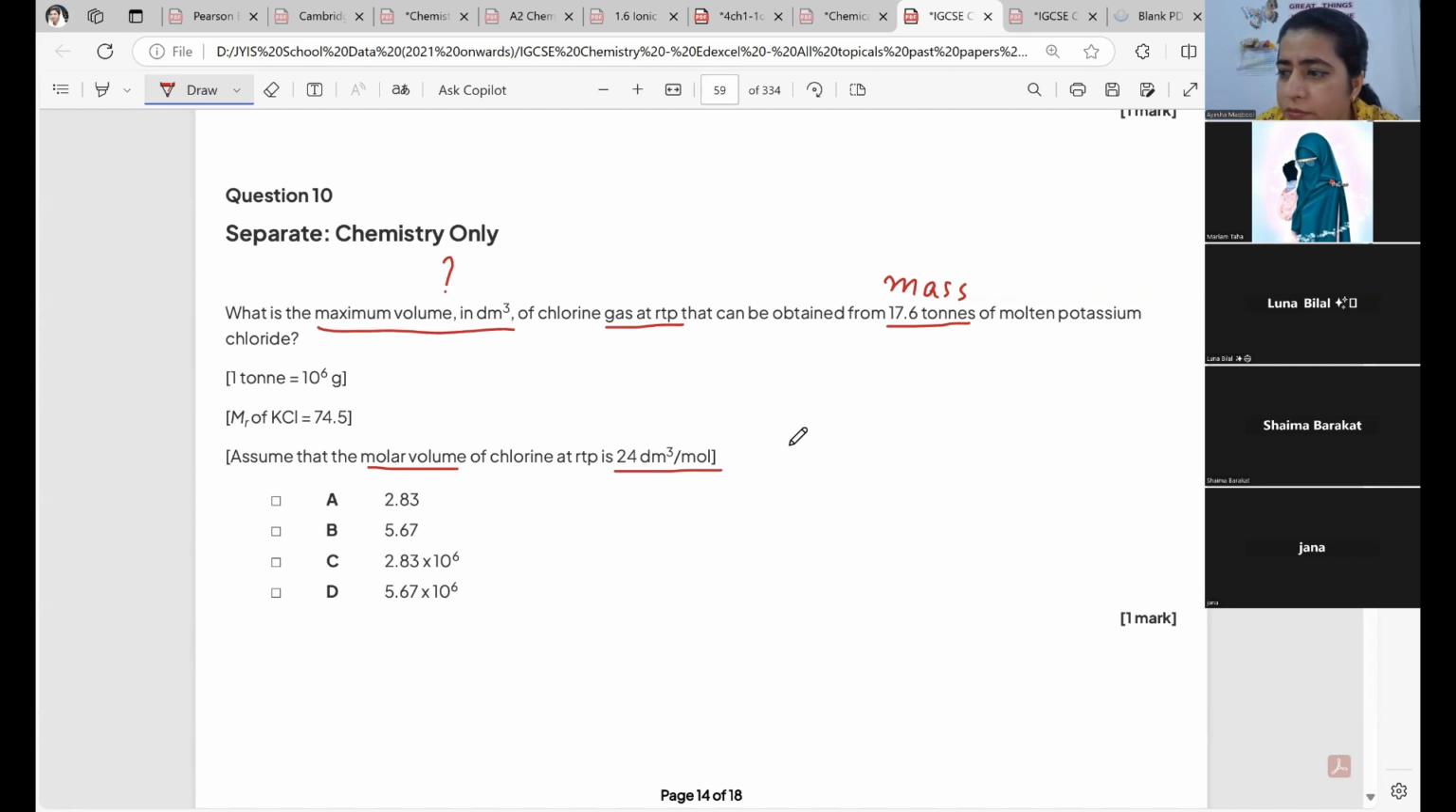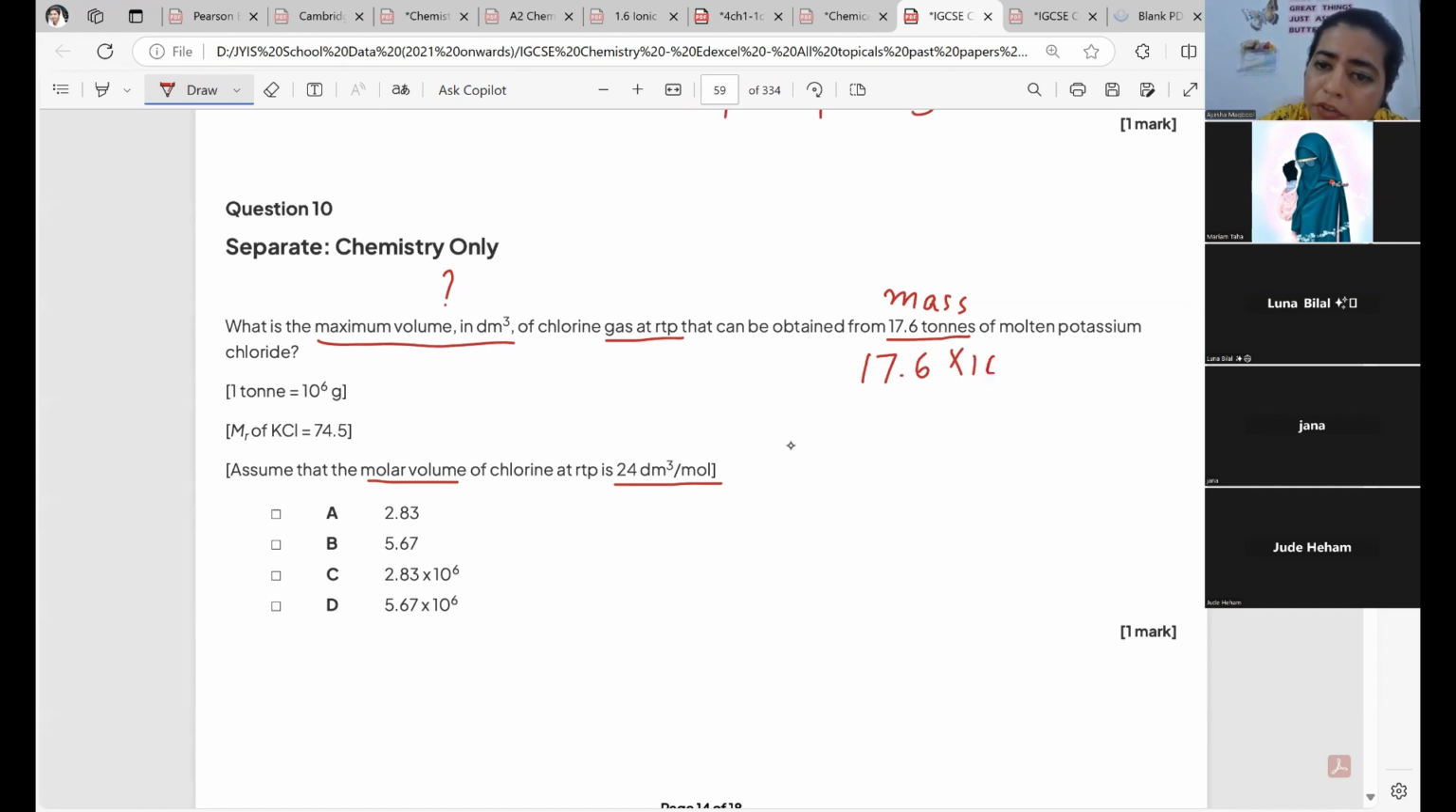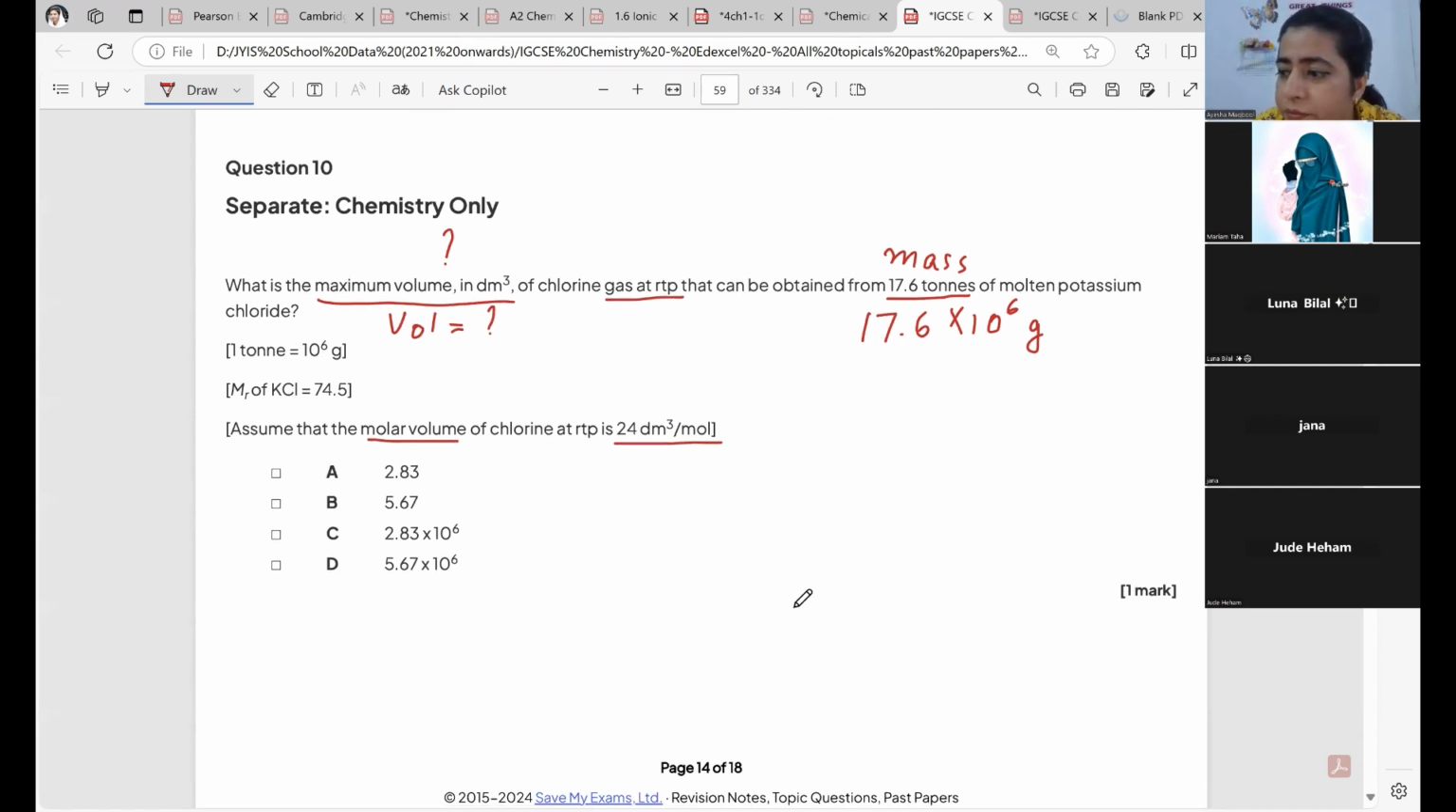First, we convert the tons to grams. That will be 17.6 times 10 power 6 grams. Okay, we got the mass. We need the volume. Volume is equal to moles multiplied by 24, the molar volume. So volume is equal to moles multiplied by 24 dm cube.